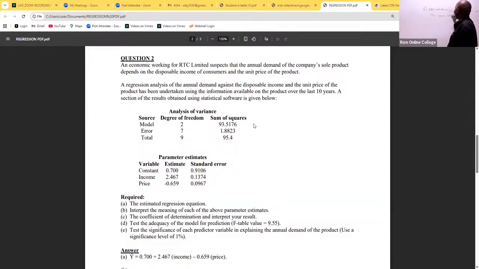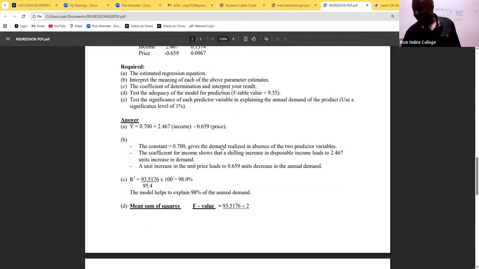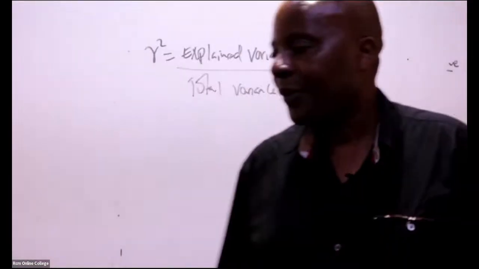So the model, which is explained variance, 93.5176, all over the total, which is 95.4 like that. This is how they were able to get 90 what? Is it 96 or 98%? This is how they were able to get the 98%.